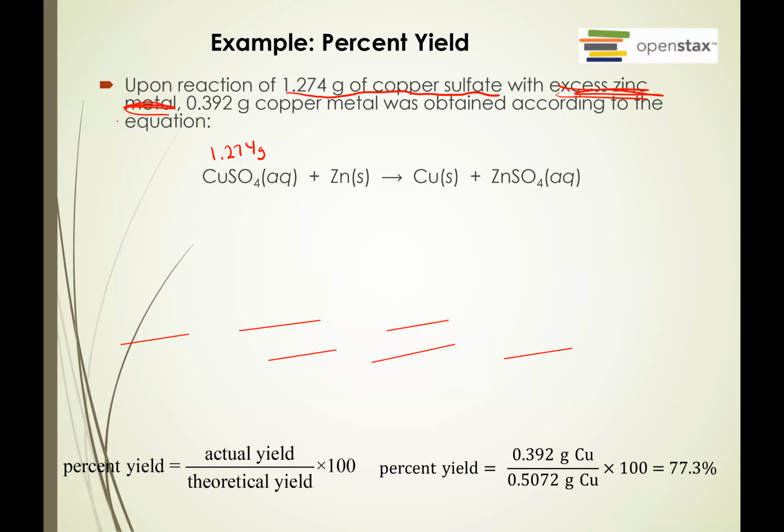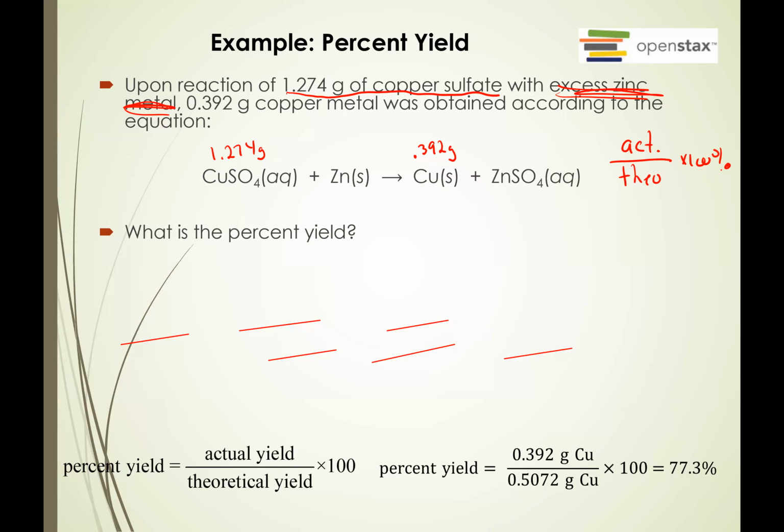And then it says that 0.392 grams of copper was obtained. What is the percent yield? Okay, so remember, percent yield is always going to be actual over theoretical. But they're both products. Are we given two products?